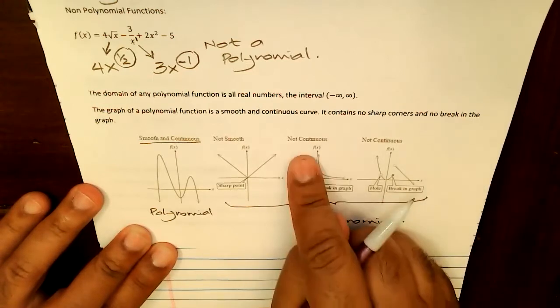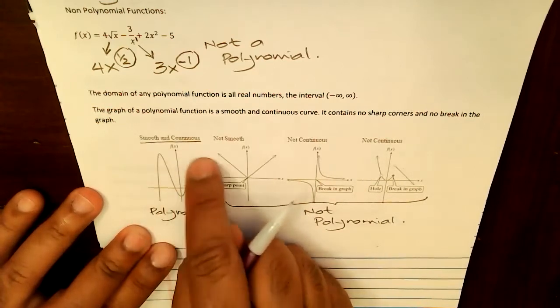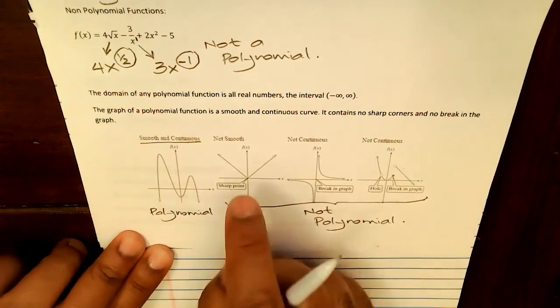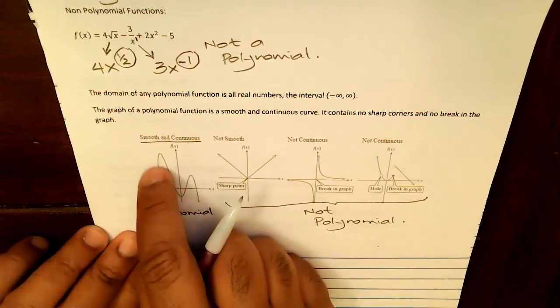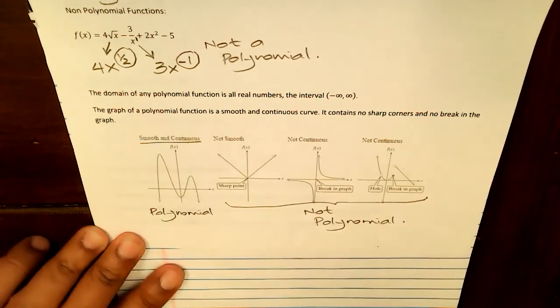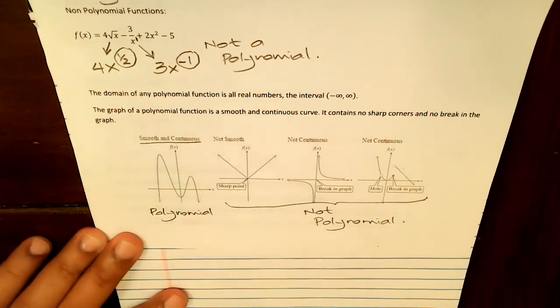Okay, so these are not continuous graphs. Continuous means it's one nice continuous line. Okay, we don't have any breaks in the line. And then also the curves are nice smooth curves as opposed to being sharp corners in the graph. So that's what I mean by smooth and continuous.